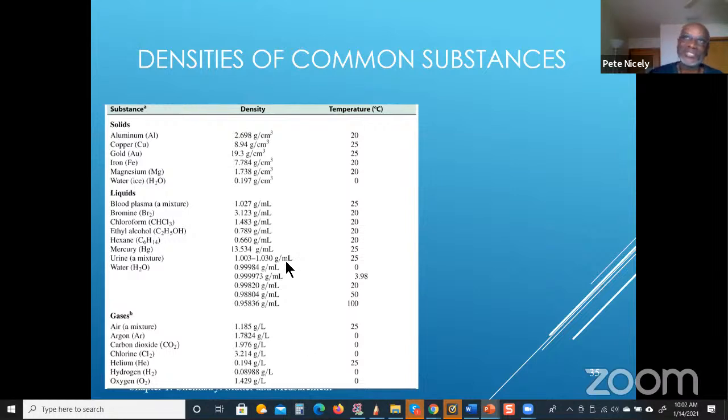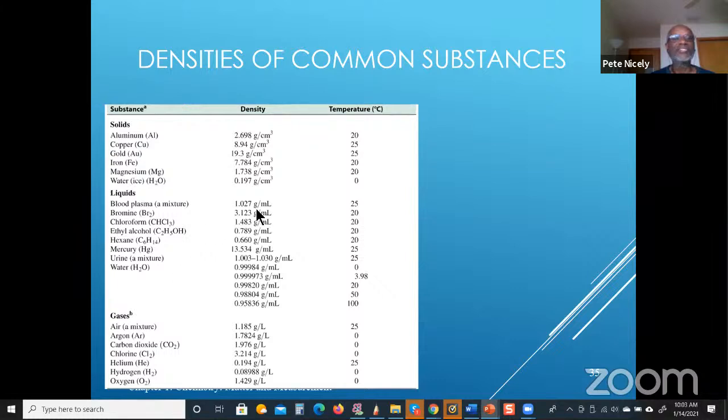If you increase the temperature of a substance, generally speaking, the volume would increase. So we have solids here, we have liquids here, and we have gases here. And as I said before, in the case of gases, the density units are usually expressed in grams per liter, while the densities of liquids and solids are expressed in grams per mil or grams per cm cube. What you'll find typically is that metals tend to have high densities. As you can see here, aluminum is about 2.7 grams per mil, gold is about 19.3 grams per mil, iron is 7.784 grams per mil.